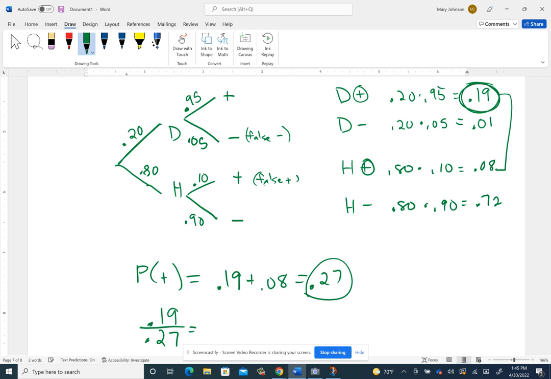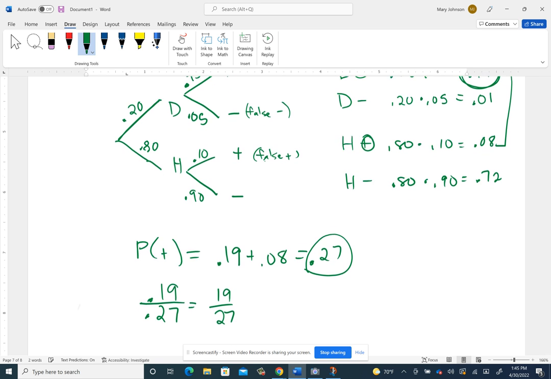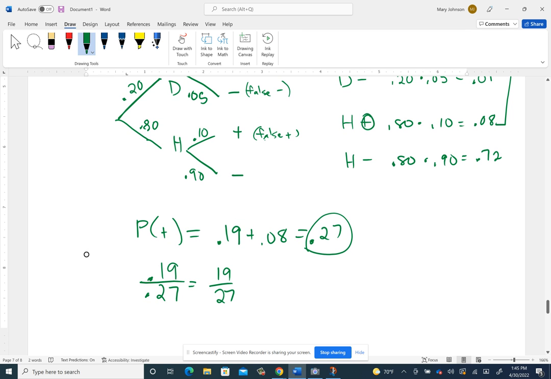Okay. So the proportion would be 19 out of 27 of those testing positive that have the disease. So that would be that second question. So that's the first question. That's the second one. Okay.